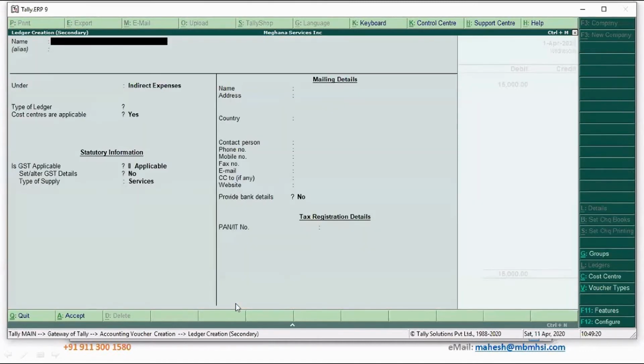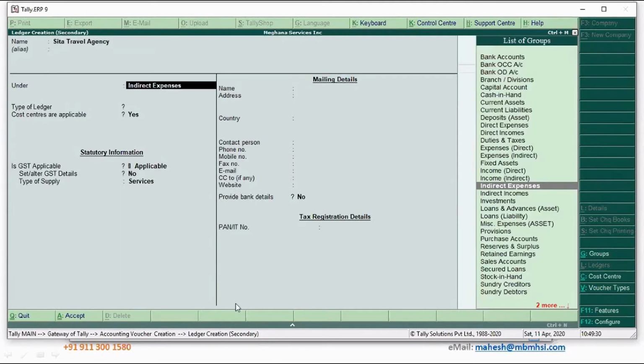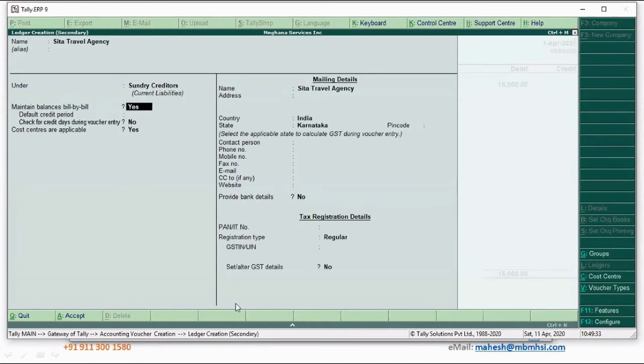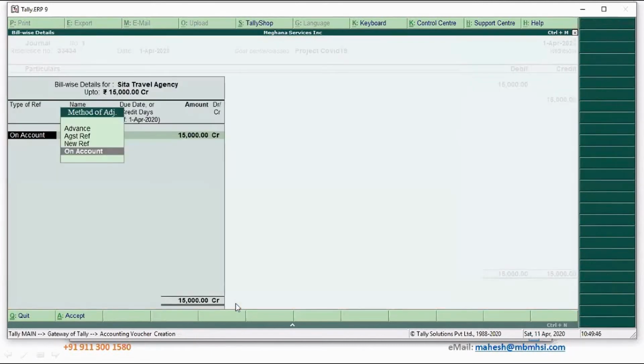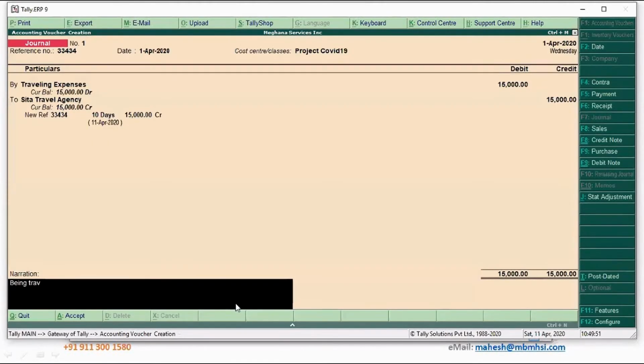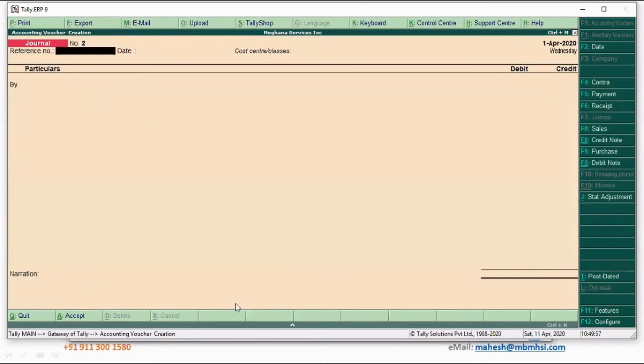So who is my travel agent? I have Sita Travel Agency. They are my suppliers. Even for suppliers, cost center gets automatically enabled. I need not go and enable this. So I've just enabled Sita Travel Agencies. I get 10 days of credit.